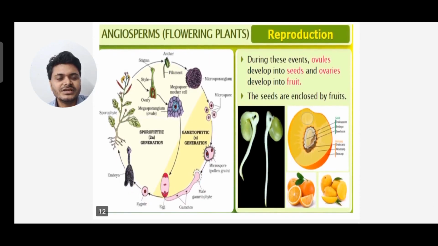During this event, ovules get modified into seeds and the ovaries develop into fruits. The seeds are enclosed by fruit in angiosperms, whereas the seeds are naked in gymnosperms, which I have discussed in the earlier videos.